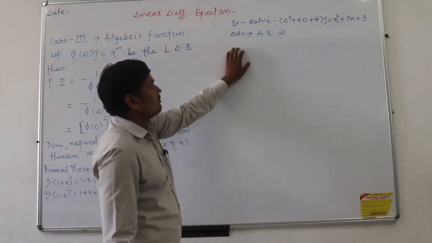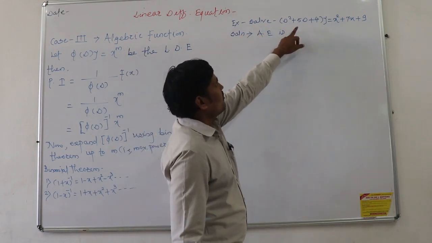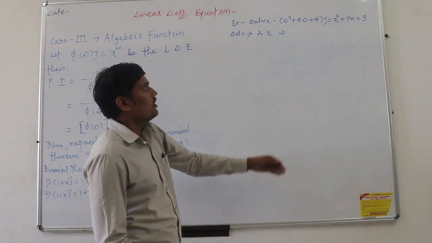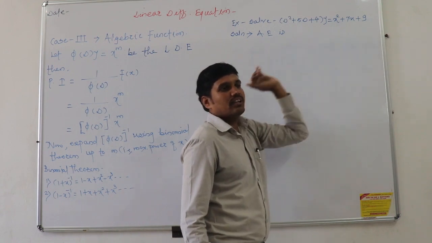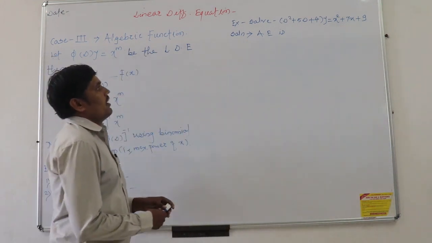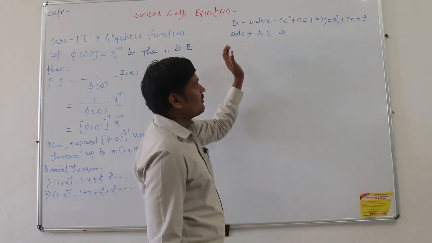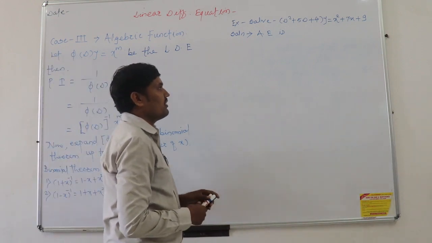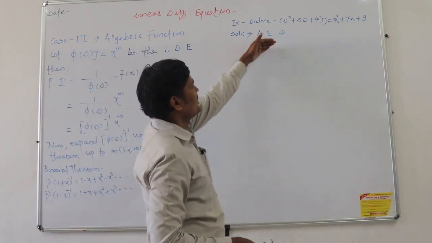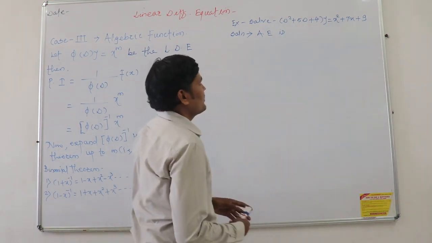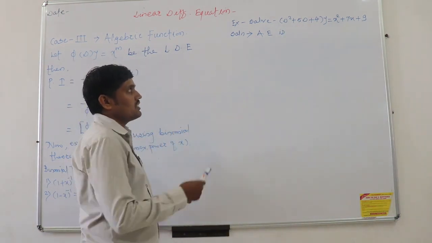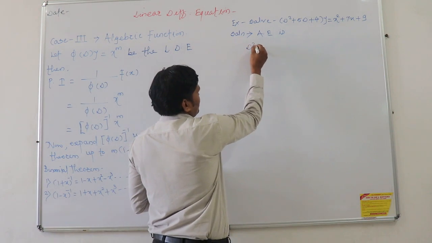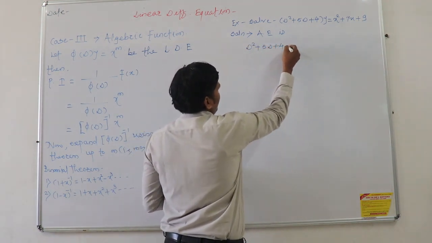So this is our first example. Solve d square plus 5d plus 4 into y is equal to x square plus 7x plus 9. Now the right hand side, x square plus 7x plus 9, is an algebraic function. First find its complementary function, because the general solution is equal to complementary function plus particular integral. To find the complementary function, first write the auxiliary equation. Here the equation is already in terms of capital D, so write the auxiliary equation directly. If it is in terms of dy by dx, then first transform into capital D by using d by dx equals capital D. So the auxiliary equation is d square plus 5d plus 4 is equal to 0.